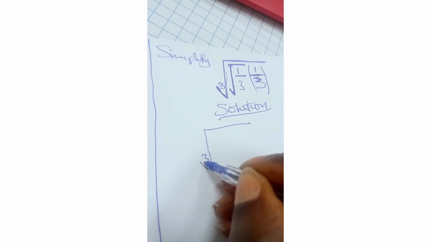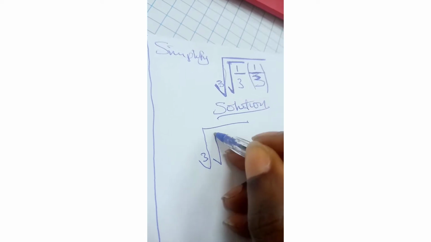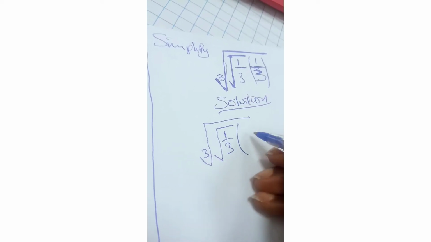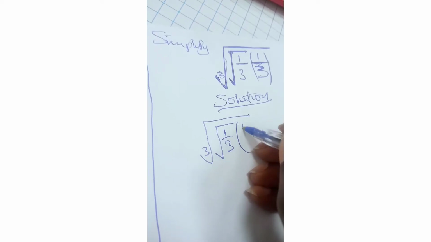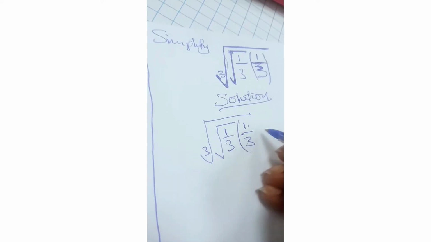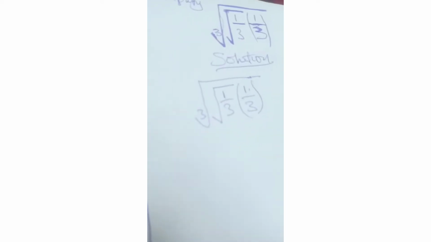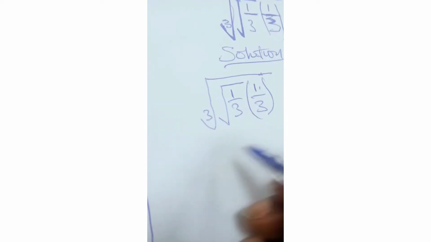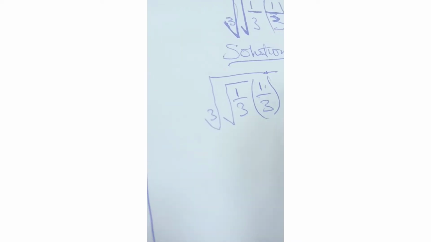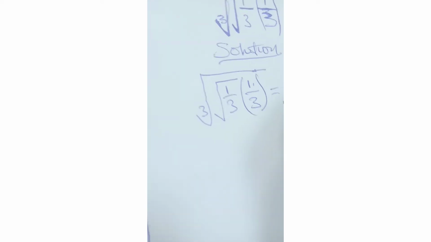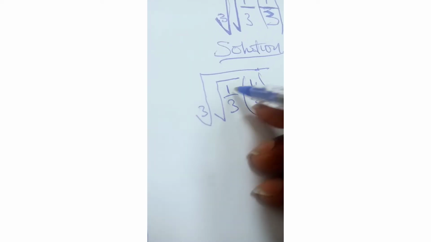the cube root of the square root of 1/3, in brackets, 1/3, close the bracket. Now, how are we going to do this? Let's first of all consider what is inside the cube root. Now, it means we can split this.